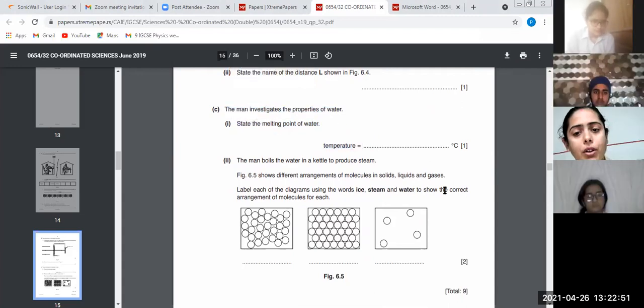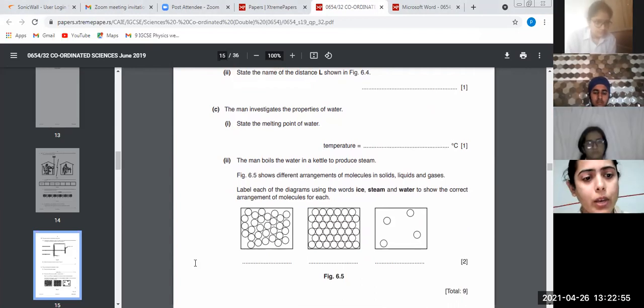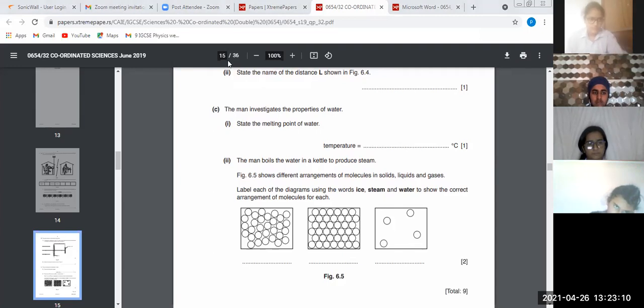State the boiling point of water. कितना boiling point होता है water का? हाँ जी, quickly. हाँ जी, Jasmine. Yes, Jasmine, unmute. Ma'am, 0. 0 degree Celsius. Very good. Anyone answer other than this?